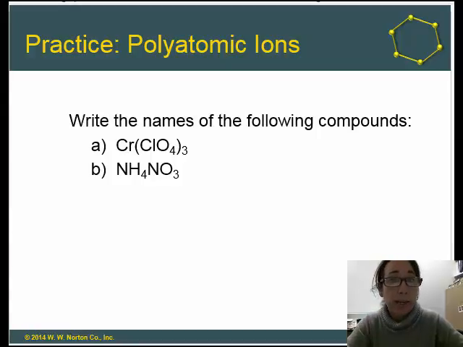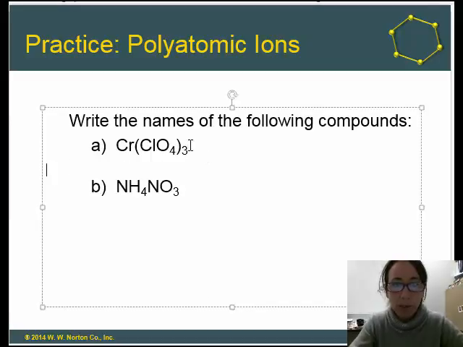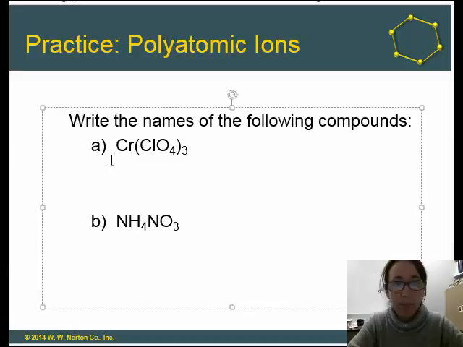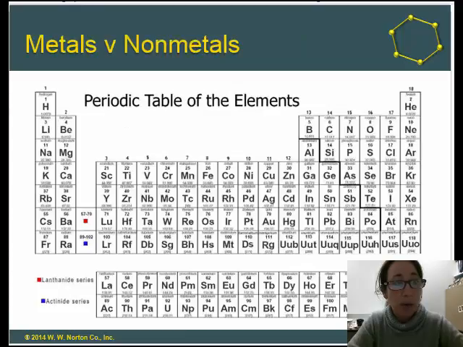So let's look at naming these ionic compounds that have polyatomic ions in them. Write the names of the following compounds. If I look at this first one, Cr(ClO4)3, the first thing I want to know is: is this first element a metal?